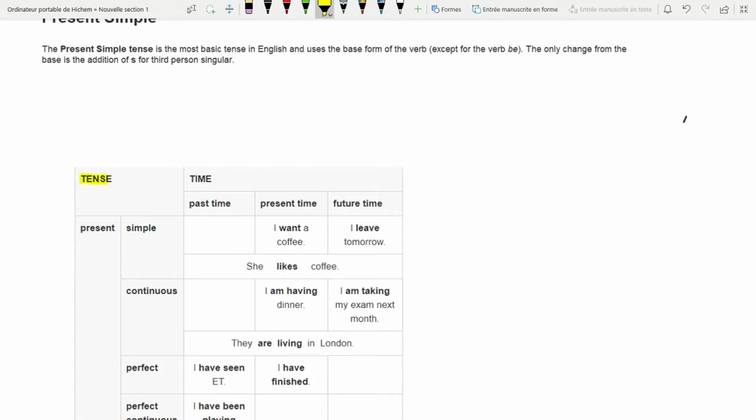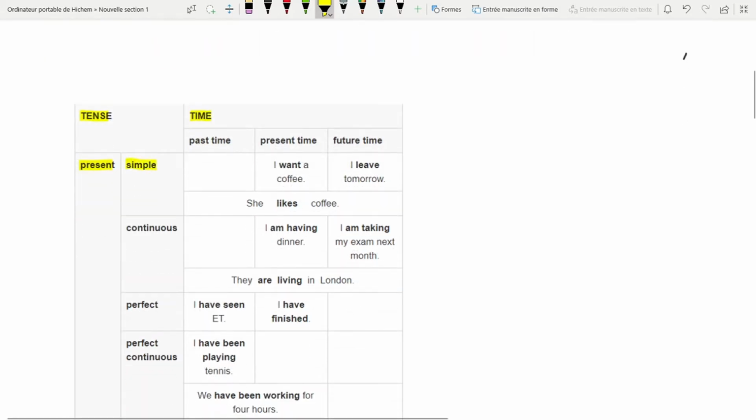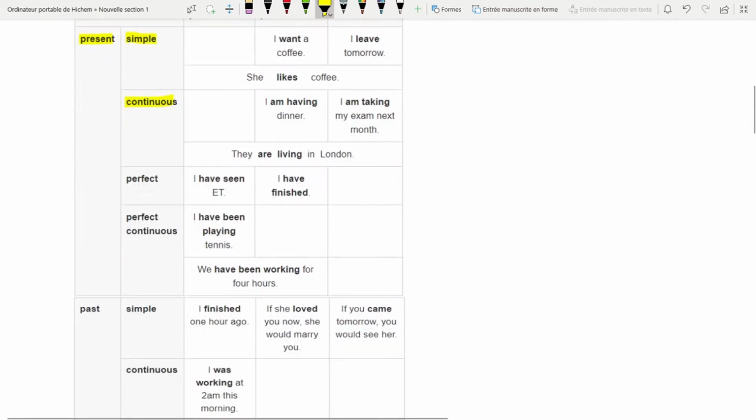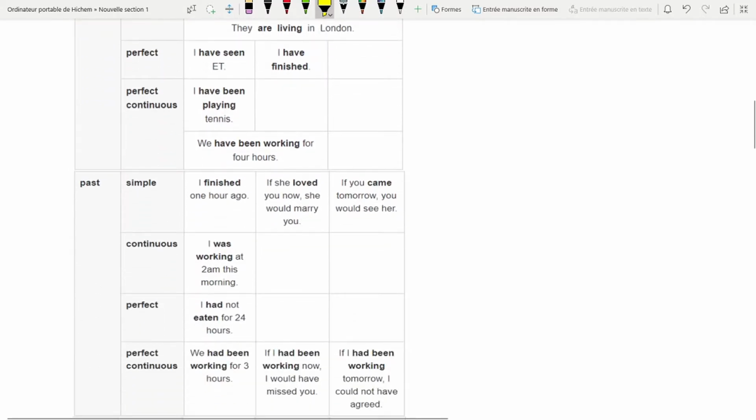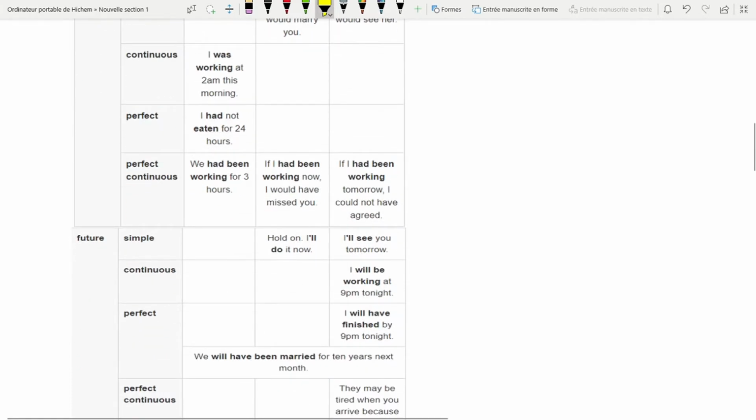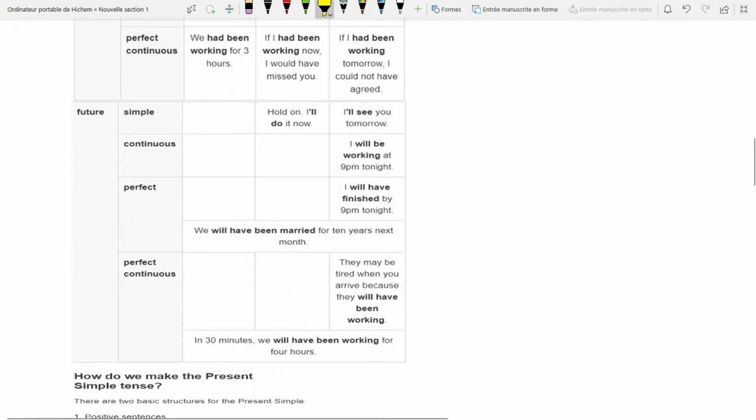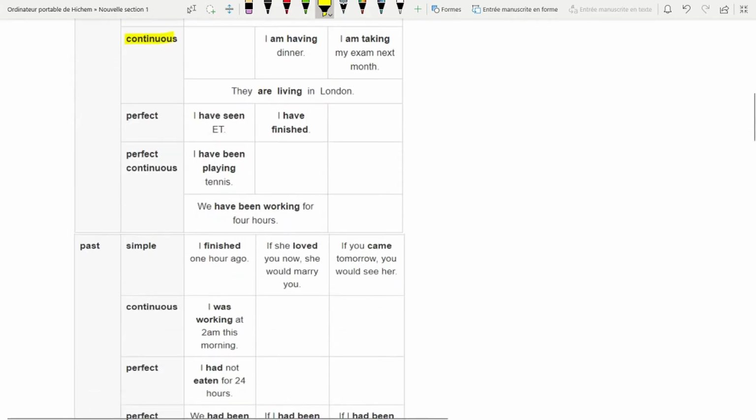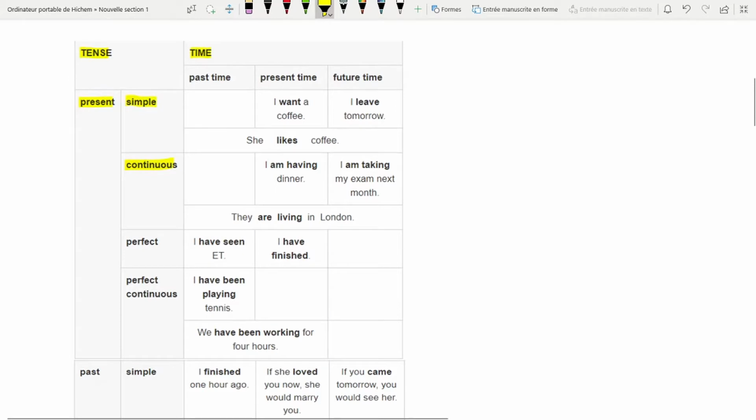So here we have tense, here we have time. Here we have present, and in the present we have simple, continuous, perfect, perfect continuous. We have past: past simple, past continuous, or progressive if you want, past perfect, past perfect continuous. And we have future: future simple, future continuous, future perfect, future perfect continuous. All these are the tenses, and if you count them you are going to find 12.